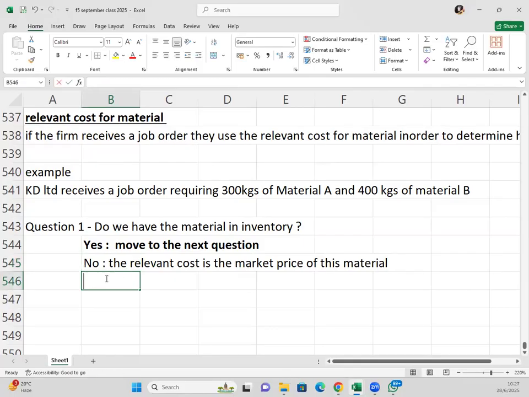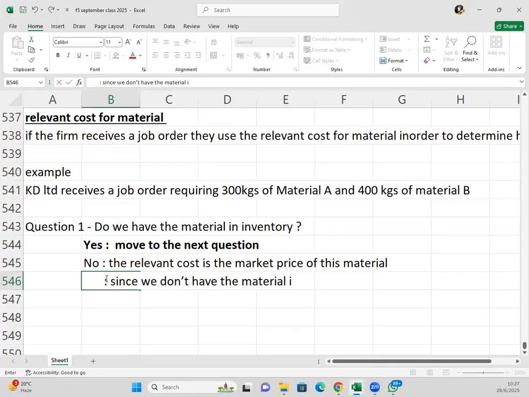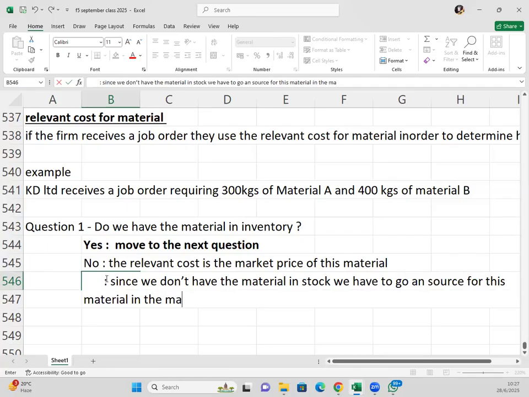Let's add additional notes below and say, since we don't have the material in stock, we have to go and source for this material in the market. This order requires 400 kgs of material B and 300 kgs of material A as well. But we don't have this in inventory, so we have to go and buy it in the market. So you now consider how much it is costing in the market.